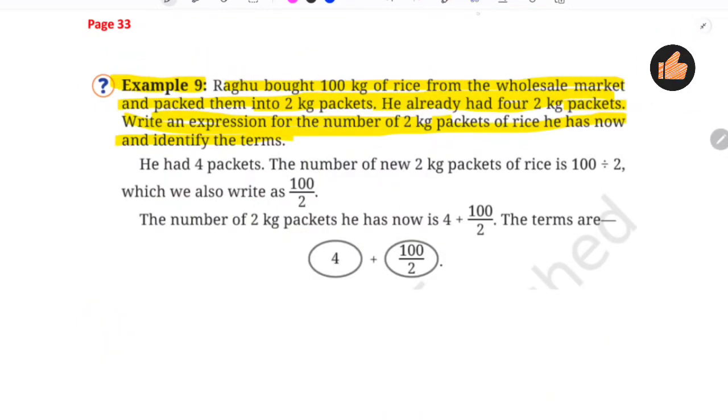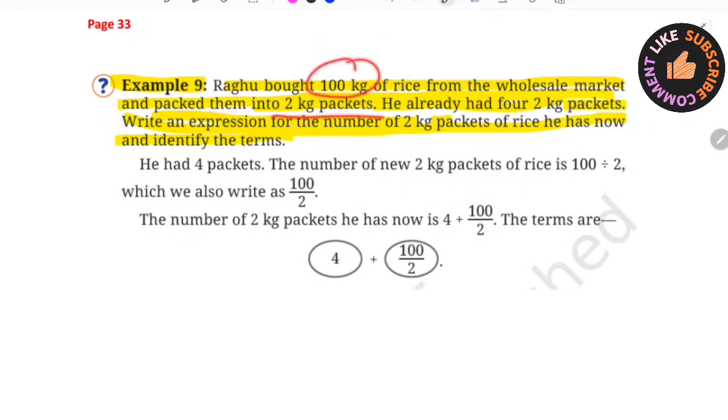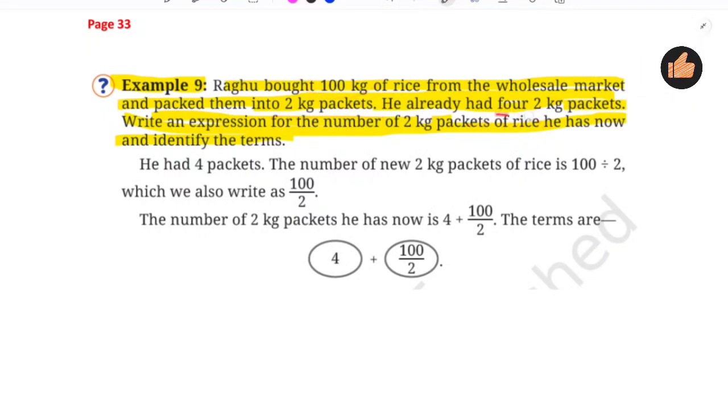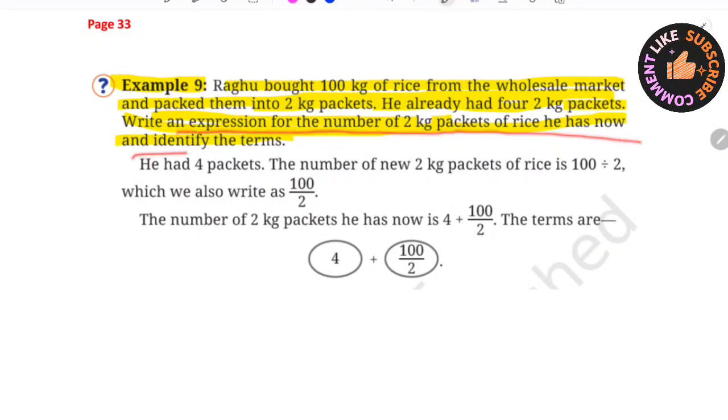Another example here. Raghu bought 100 kg of rice from the wholesale market and packed them into 2 kg bags. That means he has divided 100 kg into 2 kg packets. So 100 divided by 2 means 50 packets he will get. He already has 4 packets of 2 kg available. Now we have to write an expression for the number of 2 kg packets of rice and identify the terms.